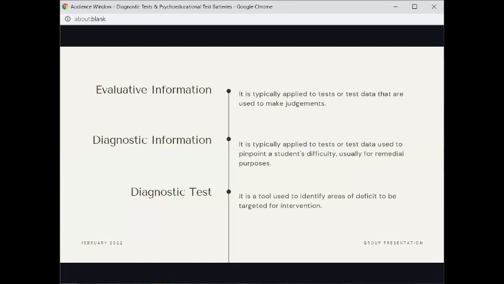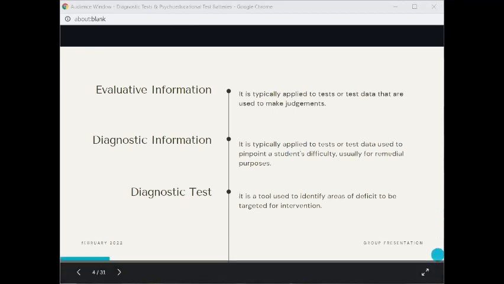In Chapter 10, Assessment in Education, of our book, on page 344, a diagnostic test is operationally defined. It is a piece of evaluative information with evaluative purposes, typically applied to test data that are used to make judgments, such as pass or fail and admit or reject decisions. It is also a piece of diagnostic information used for educational purposes, typically applied to tests or test data to pinpoint a student's difficulty, usually for remedial purposes, which made us say that it is both evaluative and diagnostic. A diagnostic test is a tool that has evaluative information to identify areas of deficit to be targeted for intervention. Next slide, please.